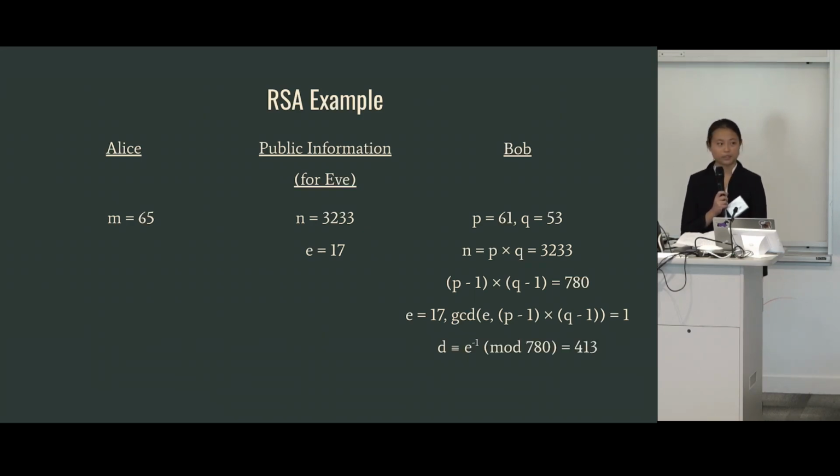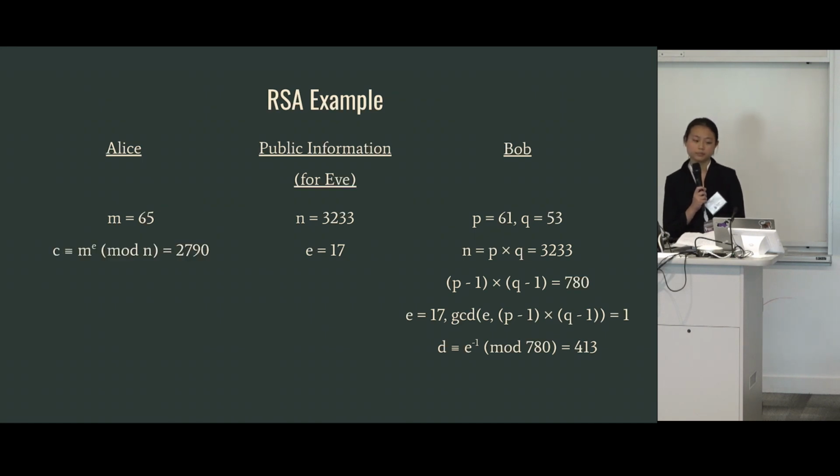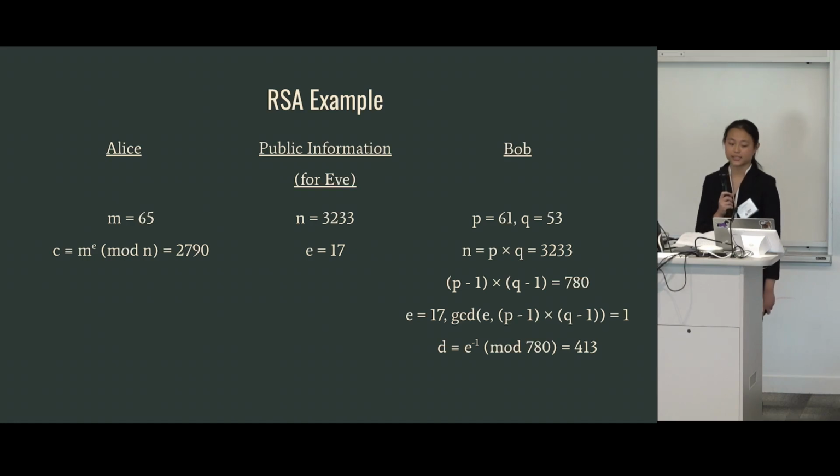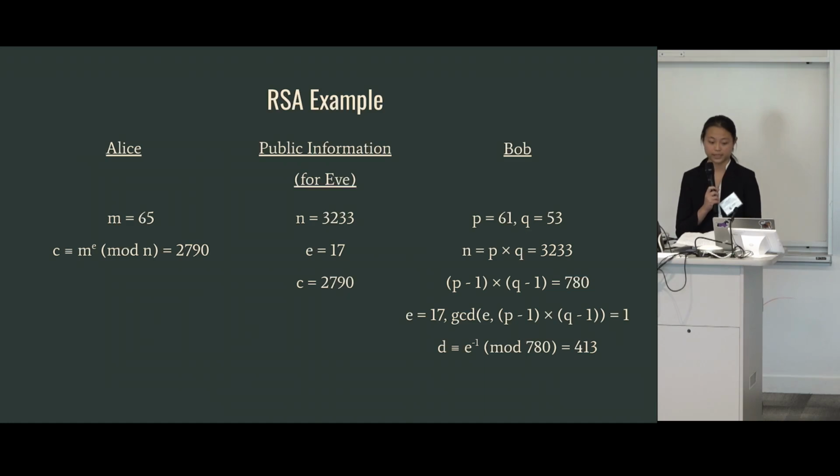And lastly, Bob calculates D, and D is the multiplicative inverse of E, mod P minus 1 times Q minus 1. In this example, the multiplicative inverse of 17, mod 780, comes out to be 413. D stays private to Bob. And on the other end, Alice calculates C, and C is congruent to m raised to the power of E mod n, meaning in this case, C is congruent to 65 raised to the power of 17 mod 3,233. In this example, C comes out to be 2,790. Alice sends this over to Bob, meaning that Eve will be able to see it.